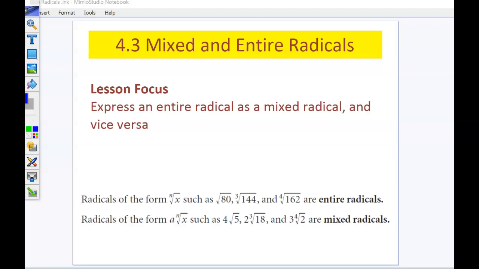In section 4.3, we're going to deal with mixed and entire radicals. If we take a look at the list of radicals at the bottom of the page, this is called an entire radical. All of these, if you notice, have no coefficients in front of the radical sign. There's just an index and a radicand. These ones here are called mixed radicals because there's a coefficient in front of the radical.